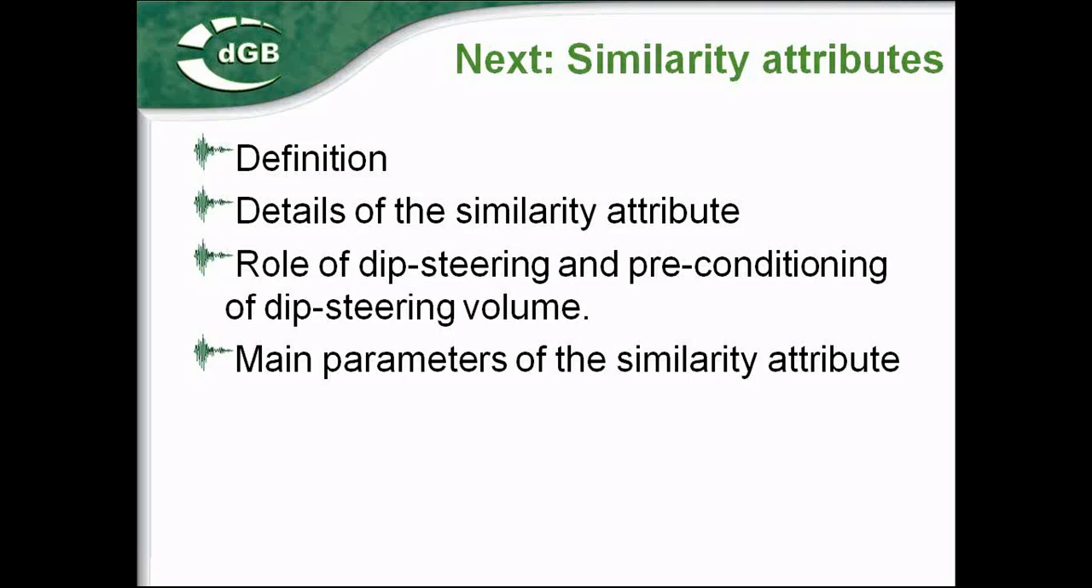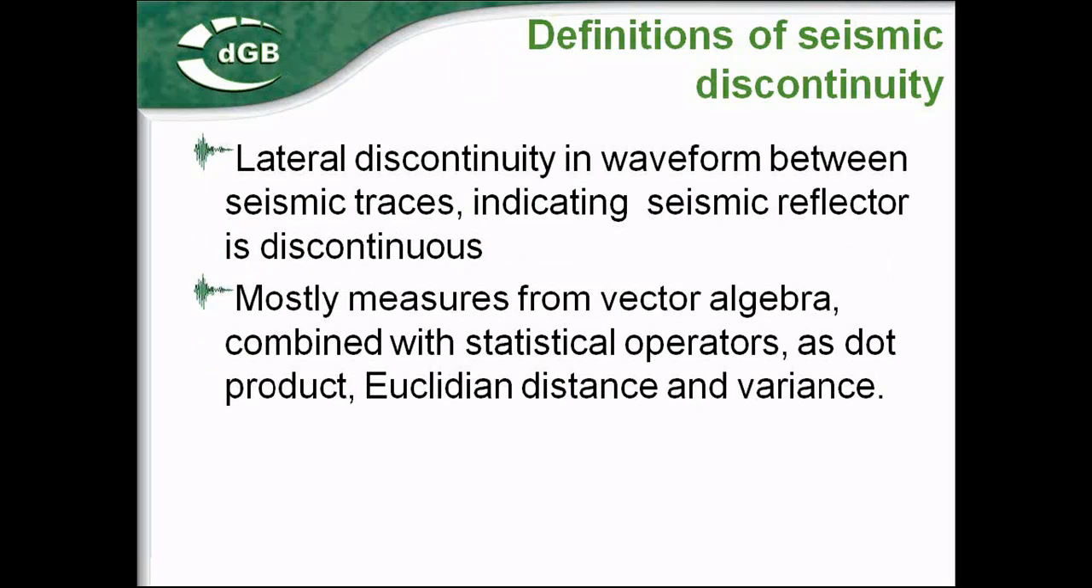So if you have preconditioned your data, your next step is to work with the discontinuity attribute. In our case, in OpendTect, that's the similarity attribute. I will go over the definition of that, and some details of the similarity attribute, explaining how it works internally, because I think it's very important to understand how things actually work. Then the role of dip steering and preconditioning of the dip steering volume. That's again an essential step, and will give you a huge increase in results if you do that right. And then I'll run over some main parameters of the similarity attribute.